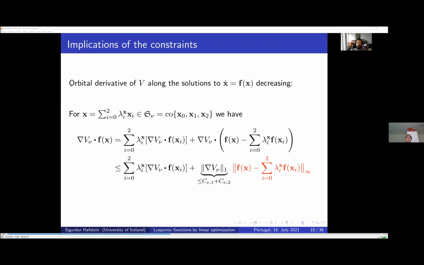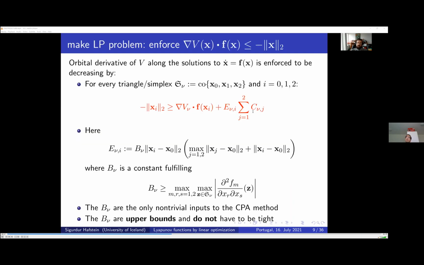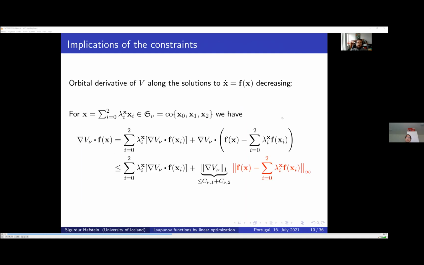And now comes the trick. Now we assume that these constraints are fulfilled, these constraints here at all vertices of the triangle S_ν. And now we have a look at a general x in the triangle S_ν, which is then a convex combination of the vertices. If we now write the gradient of V_ν dot product with f at x, we can split it up like this. We are adding this term here and subtracting it here immediately again.